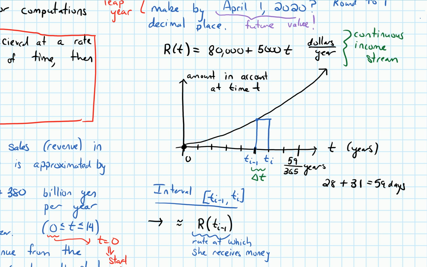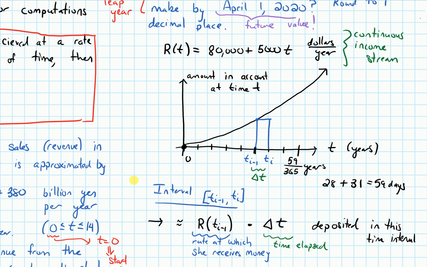And if it's constant, what I would have to multiply this by to get the amount of money she earns over that interval, sorry, not how much she earns, but how much is deposited, is how much time passes, how much time has elapsed. And the elapsed time, we're calling that delta t in the picture. So we're multiplying those, and that will tell us how much is deposited in this time interval.